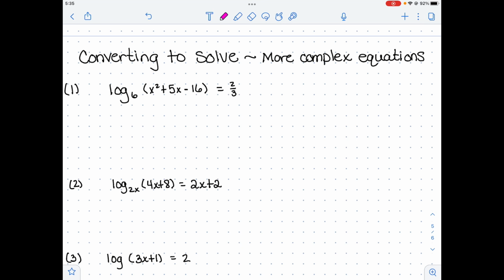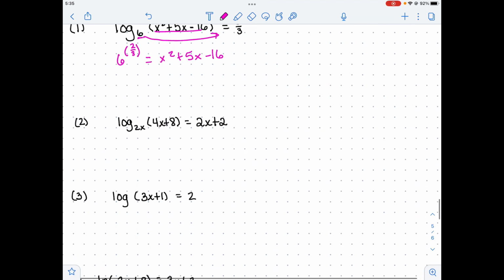So log base 6, that's going to be our base, raised to the 2/3, I like to use parentheses, equals all of this. Still around the world to set it up. So x squared plus 5x minus 16. Okay? And then from there, we'll learn later how to solve a little bit more extensively.